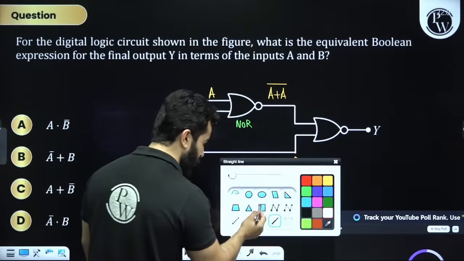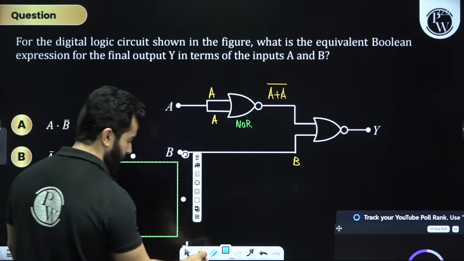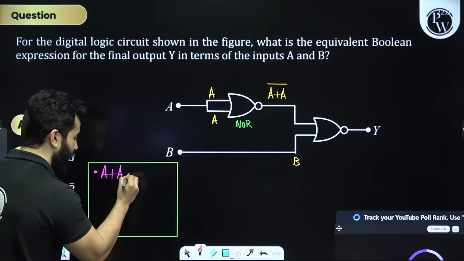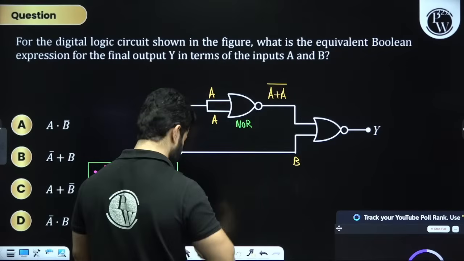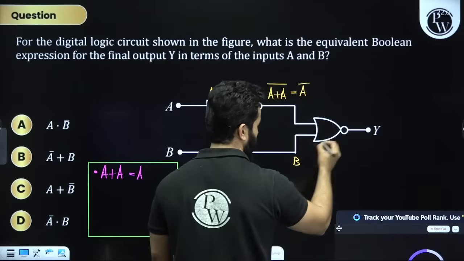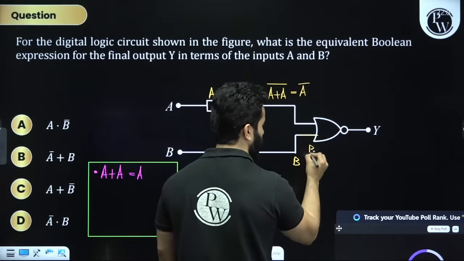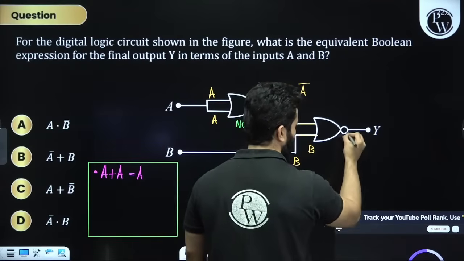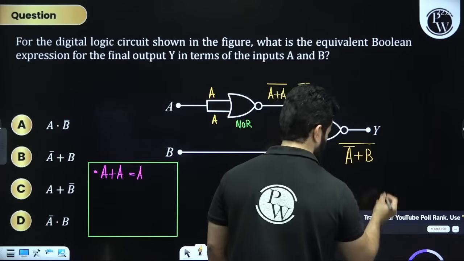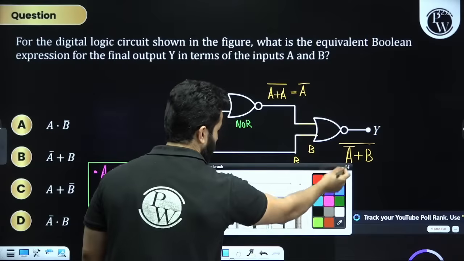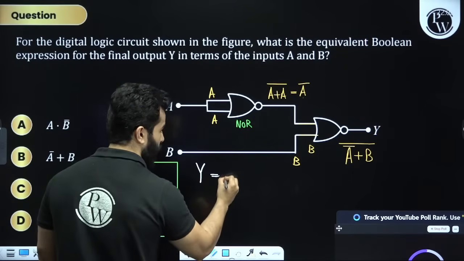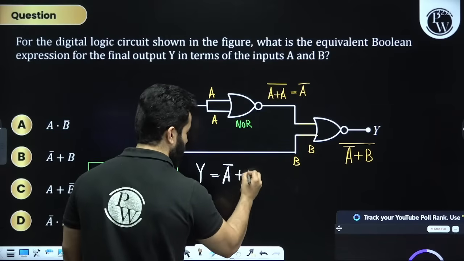Please remember, I am going to explain some properties over here. A plus A is A. So this will become A plus A is A, and A bar. And then finally you have got B on this part, and A bar on this. Now again, that means A bar plus B, and a bar. So finally, friends, the answer is Y equals A bar plus B, and bar.